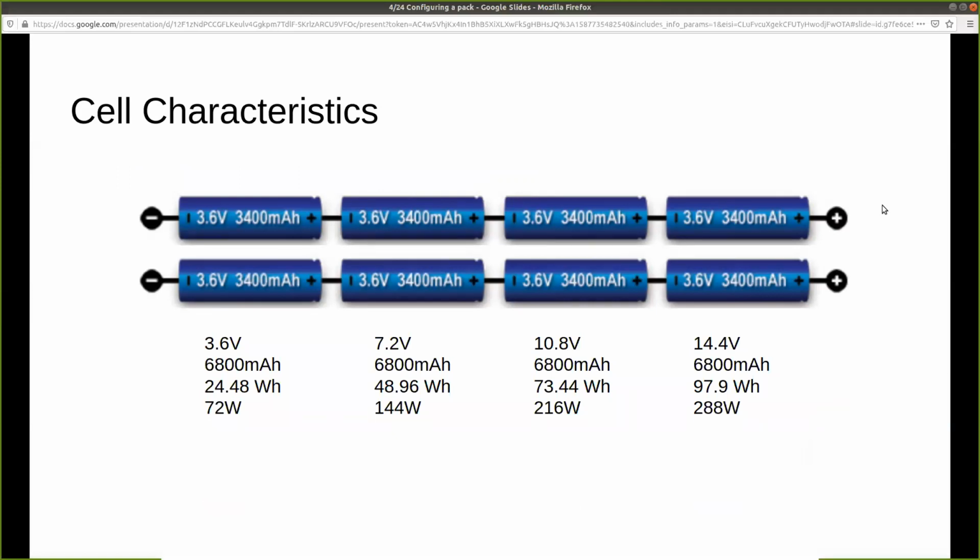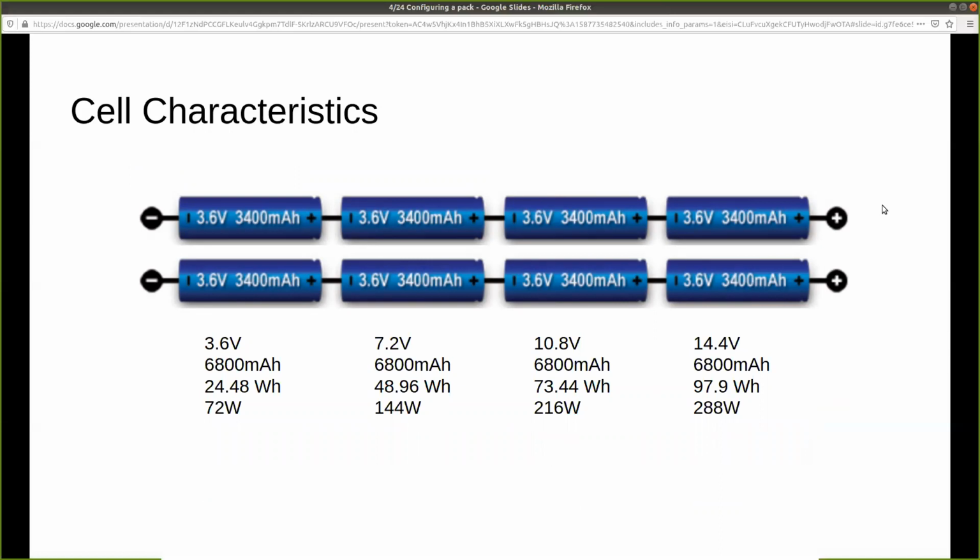So this is what the next slide is supposed to be. Now if you have 2 series strings in parallel, you have now doubled your capacity. Capacity is now 6.8 amp hours or 6,800 milliamp hours, and the voltage still steps up the same amount at every step. So you can see all the calculations, the same ones as in the previous slide, but now with this new configuration.